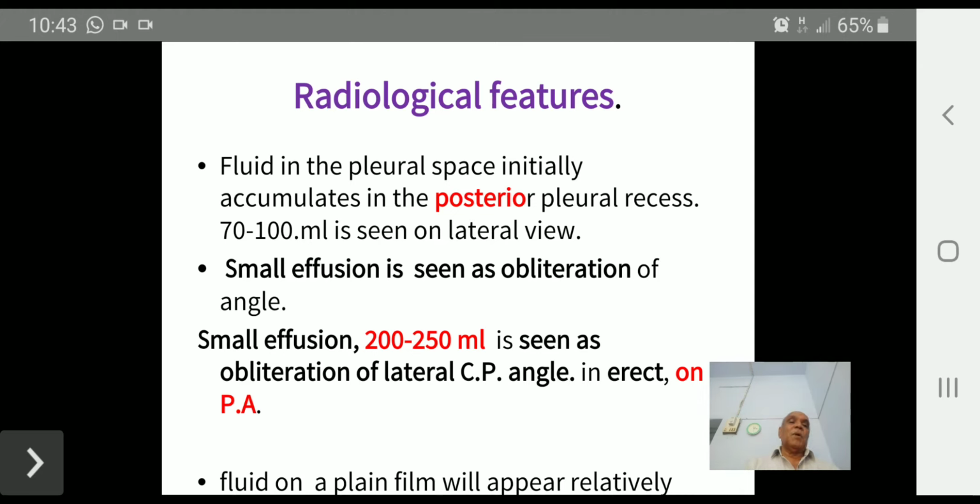If the amount of fluid is more than 500 ml, then the entire dome of the diaphragm on the effusion side is not visible, and if the amount of fluid gradually increases, then it comes to the heart border. So we can't see the heart border also.